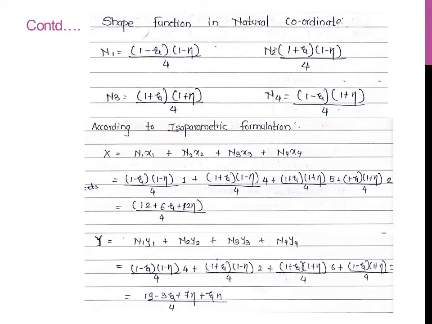Same for y, put the value of N1, N2, N3, N4, put the value of y1, y2, y3, y4 and expand all the brackets. Don't put the value of y, we will put it later, and y is equal to 19 minus 3 zeta plus 7 eta plus zeta into eta, divided by 4.